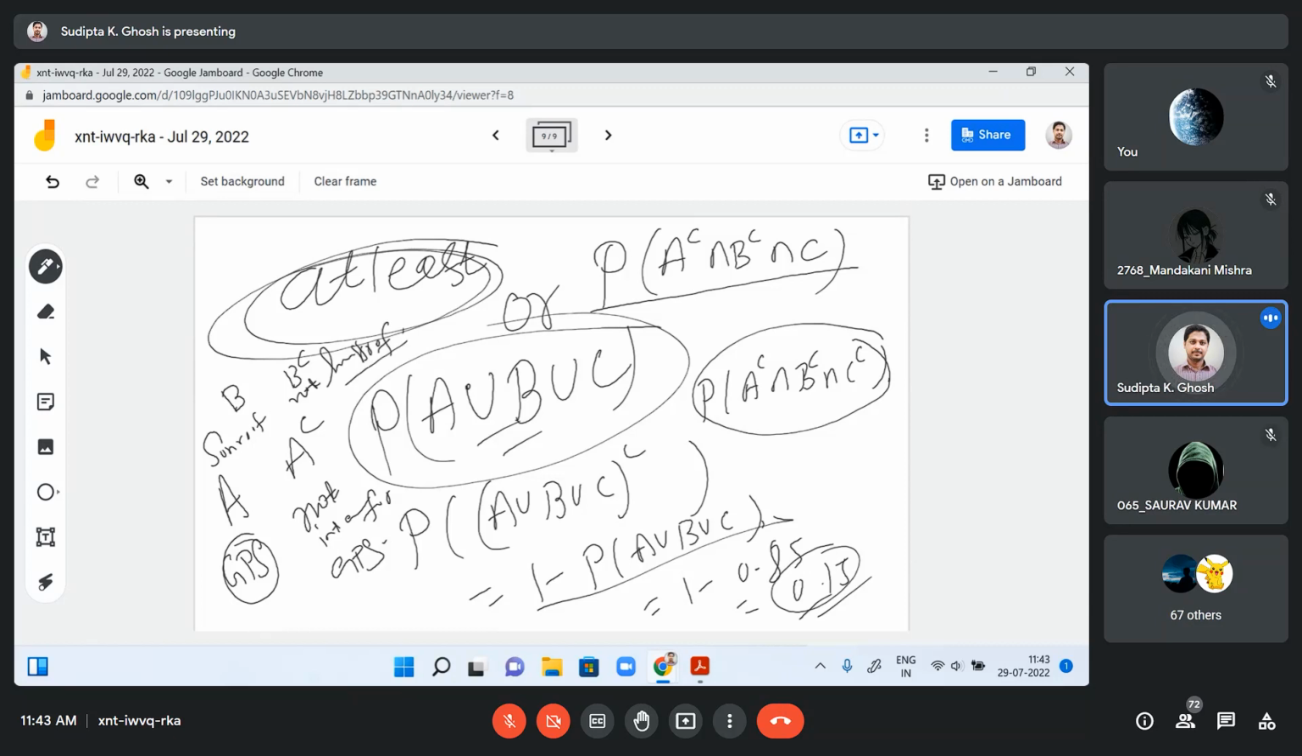Okay, this is the thing. Why am I giving intersection? Because all the three things will happen together. Therefore, A complement intersection B complement intersection C. Now you see what I have done here.